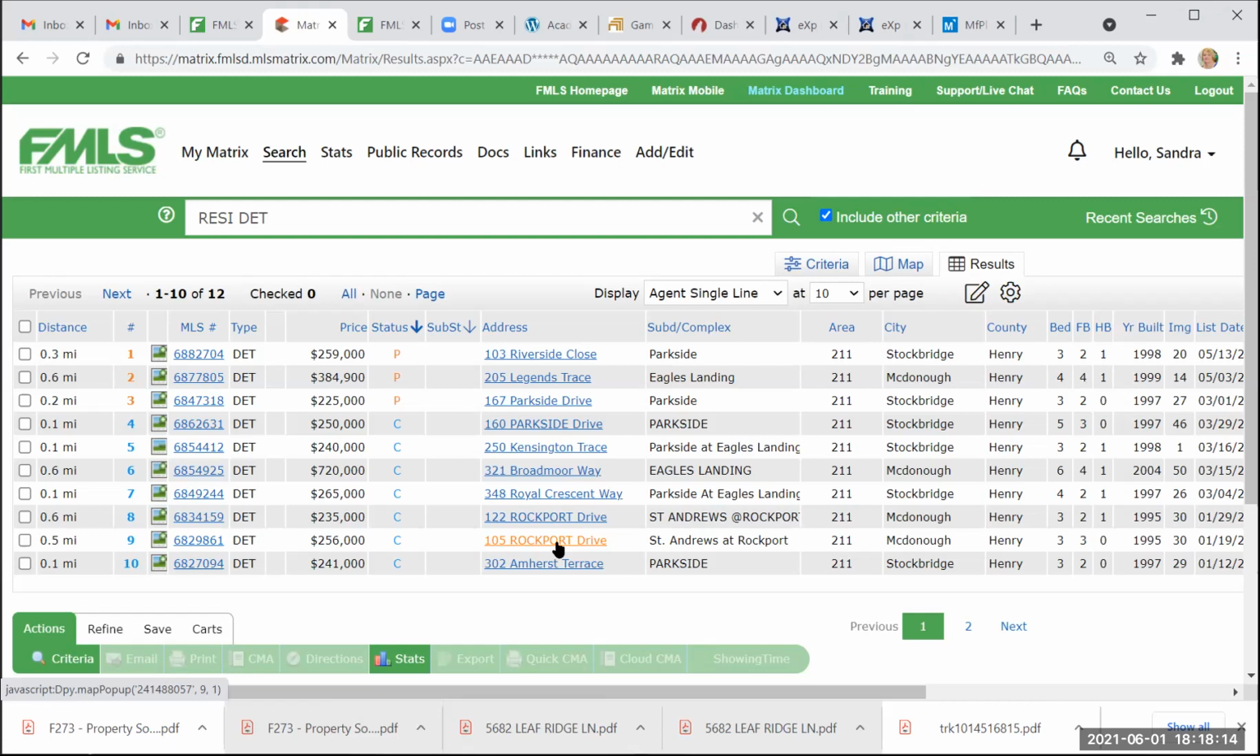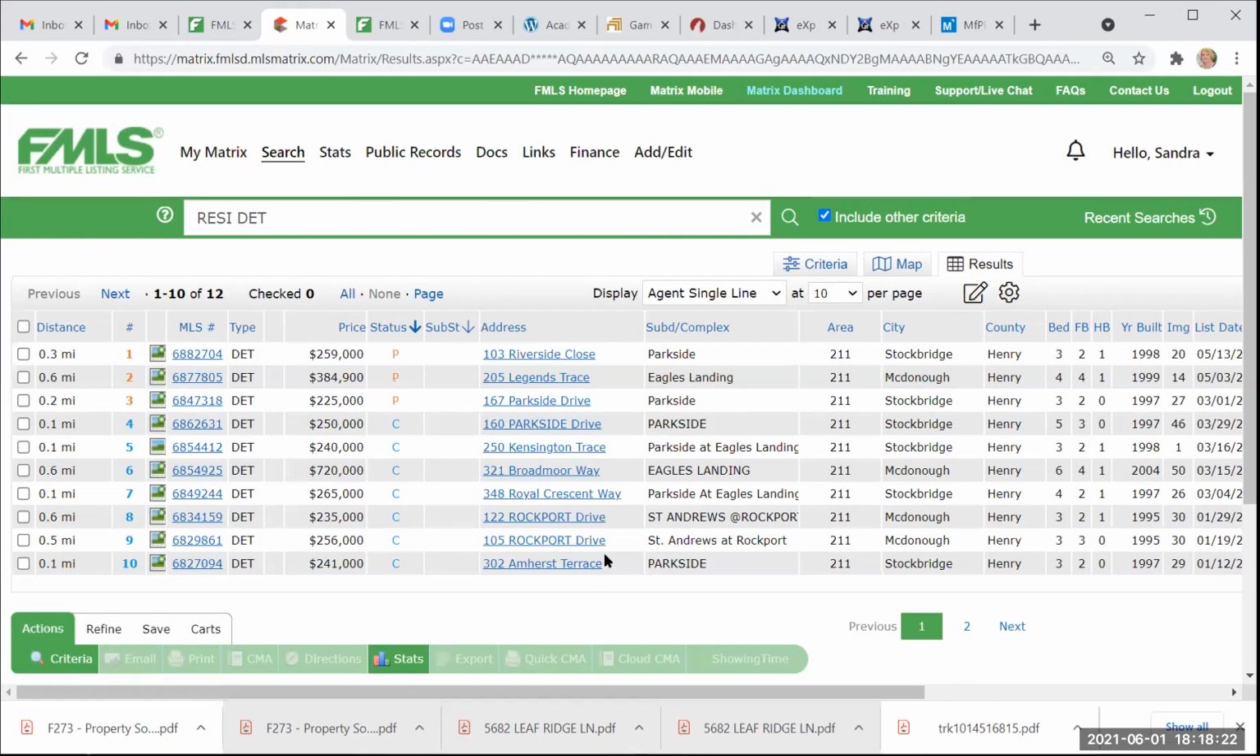Now, keep in mind, I'm on Matrix, and I did pop into Georgia MLS Paragon, and there were some actives in this area in Georgia MLS that aren't in FMLS. Oh, okay. For the sake of simplicity, depending on the area you're in, you're going to want to jump in between the two, Georgia MLS and FMLS. But we're going to go with this. So this tells me there's not a lot going on down there.